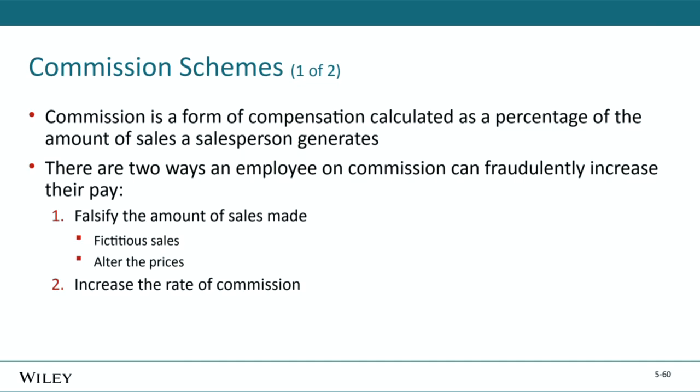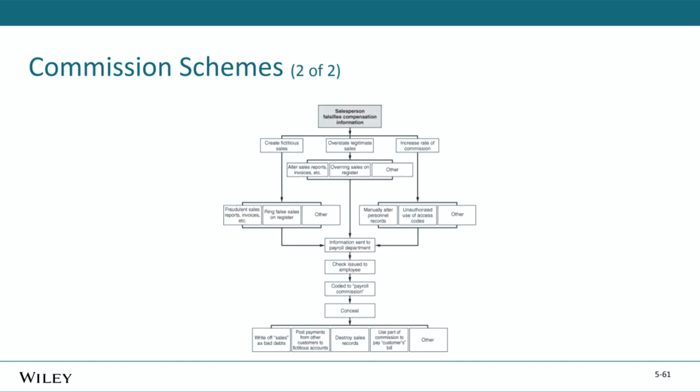That's the ones that'll sometimes get for fist fights. And increase the rate of your commission. Okay, it's kind of like increasing your salary or your pay rate. There's a commission scheme flow chart. And how do you detect it?